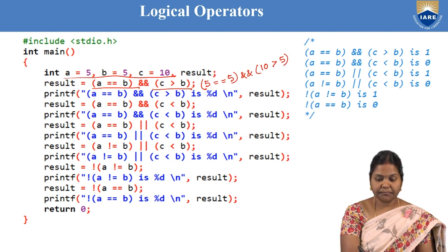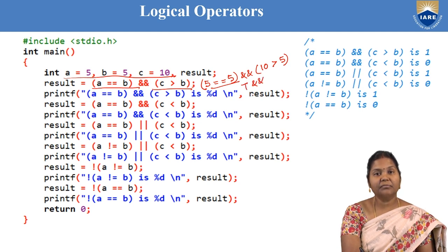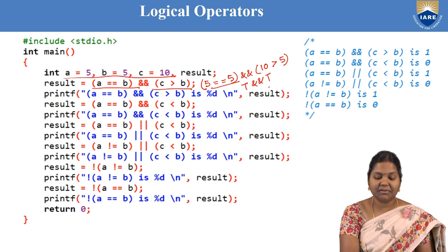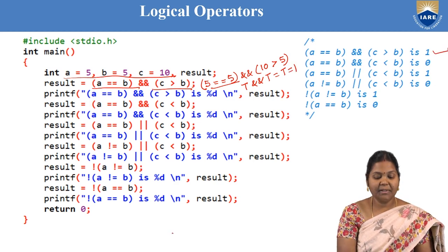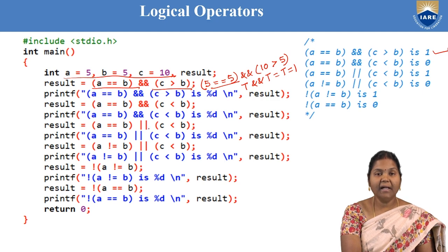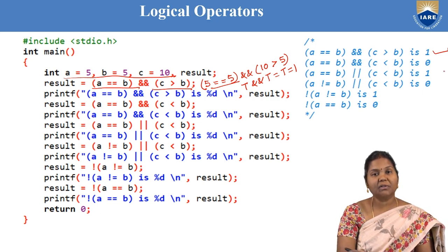So, here 5 double equals to 5. Yes, it is true. And 10 is greater than 5. Yes, it is true. So, both are true. Both these sides, the expressions are true expressions. Therefore, the output is also true, which is nothing but 1. So, the output is 1. Similarly, if you replace this AND with OR, in this case also, both the expressions are true, the output is true. Similarly, you can try with negation also.